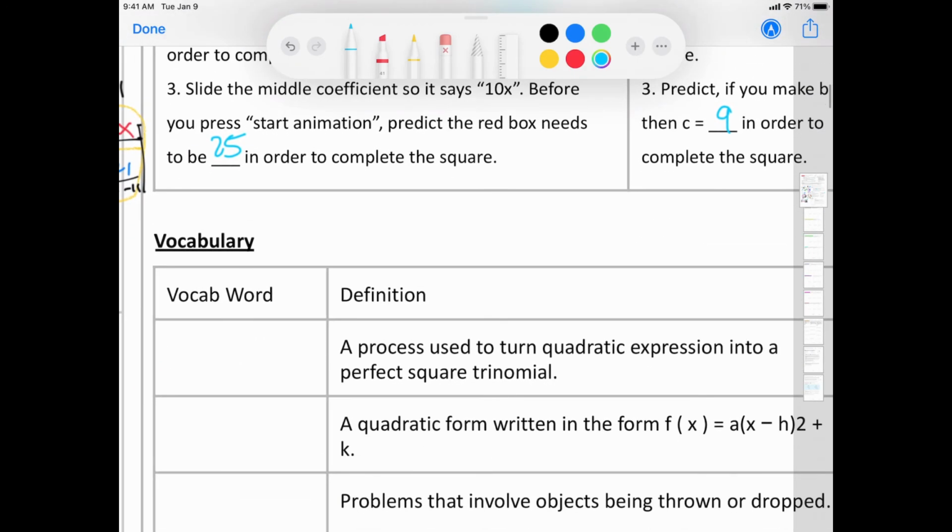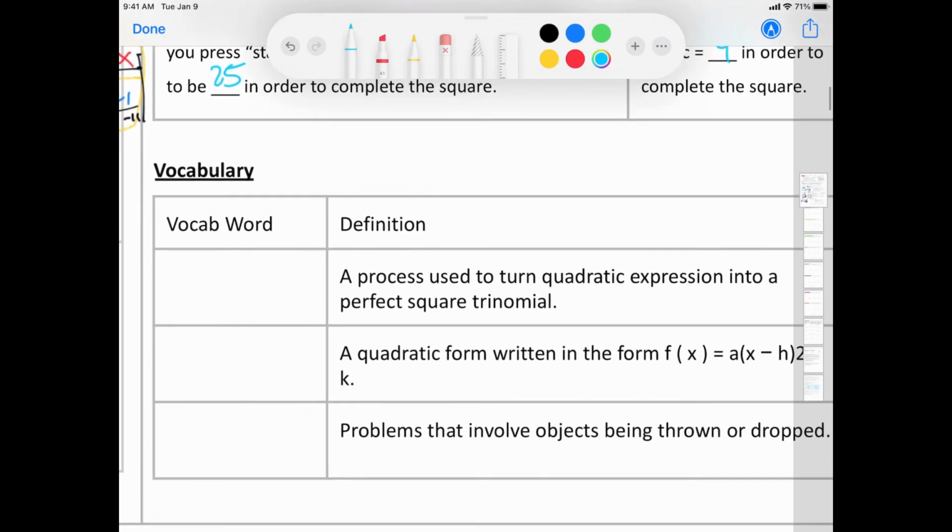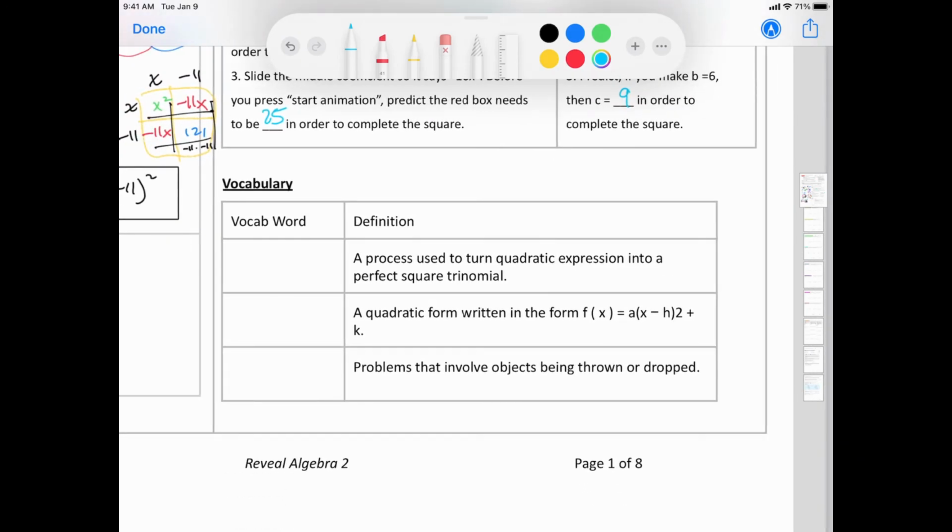Okay? Let's go ahead and go to some vocab. A process used to turn quadratic expressions into a perfect square trinomial. So we kind of did that. We did something that looked like this, right? You had a square, and then based on how many of these you put in there, it's probably a bad picture. That should be like 4, right? So that red box, that is called completing the square.